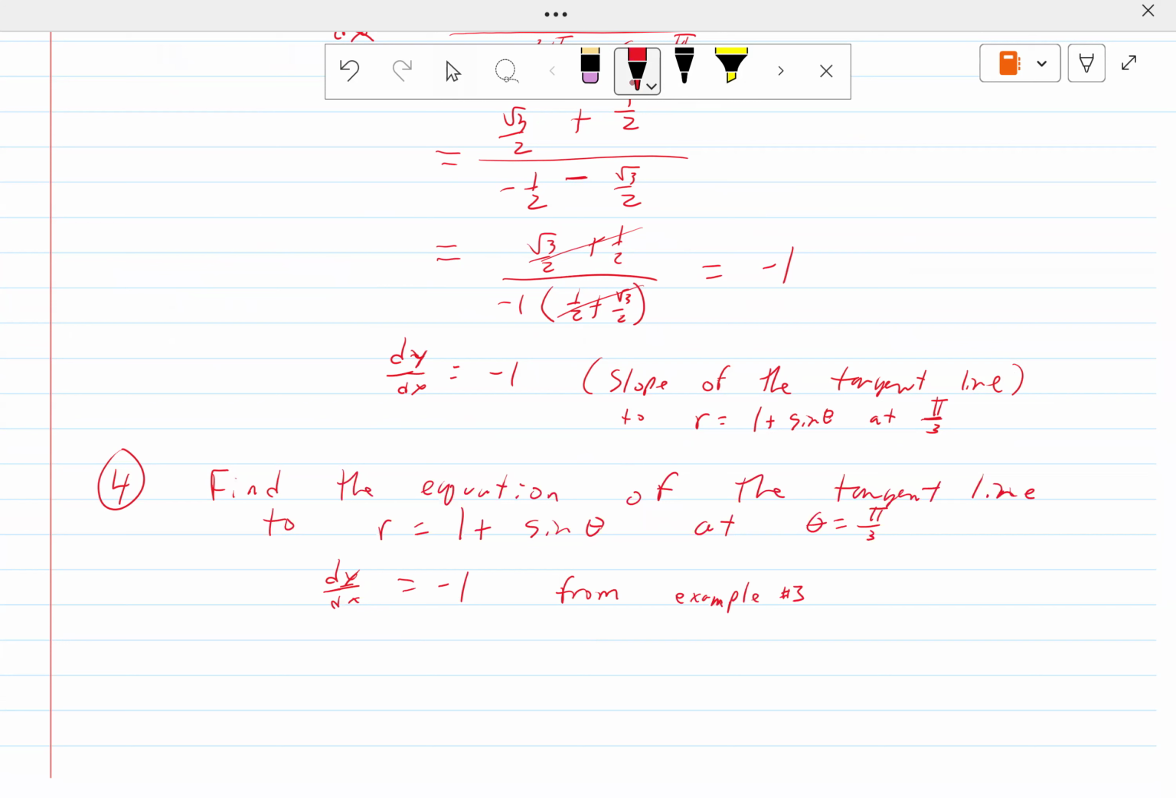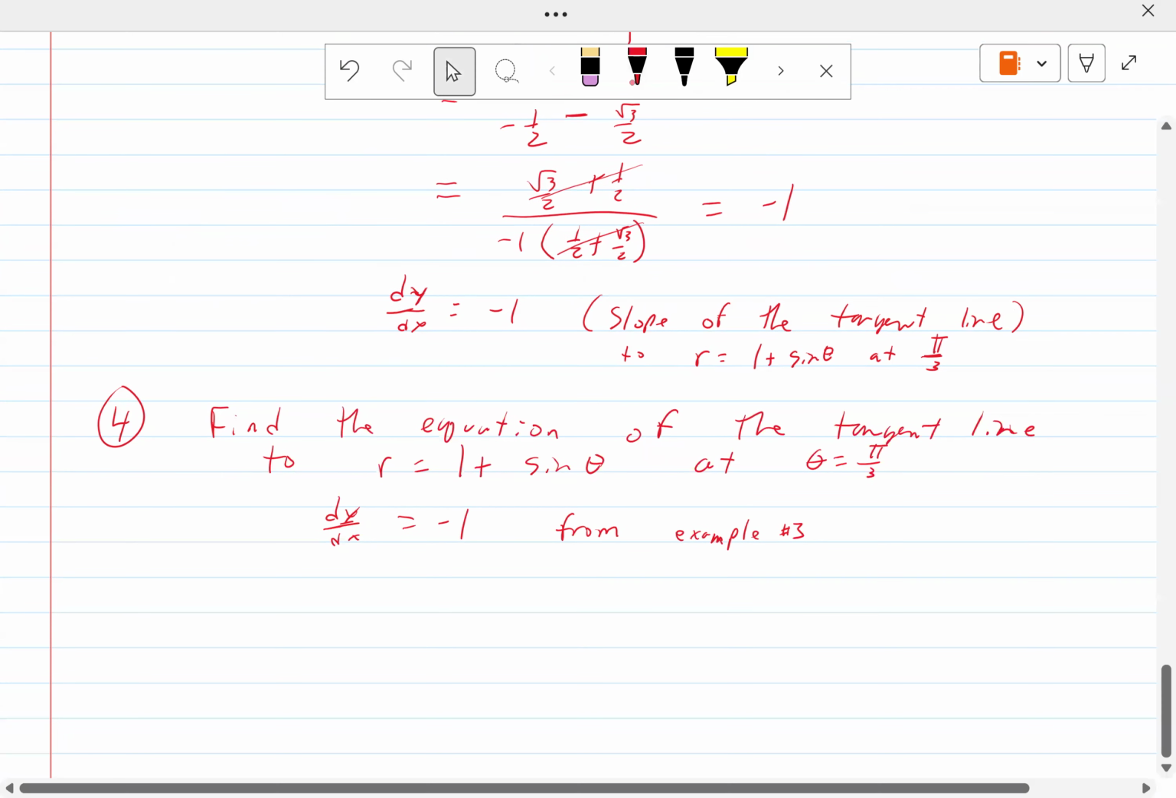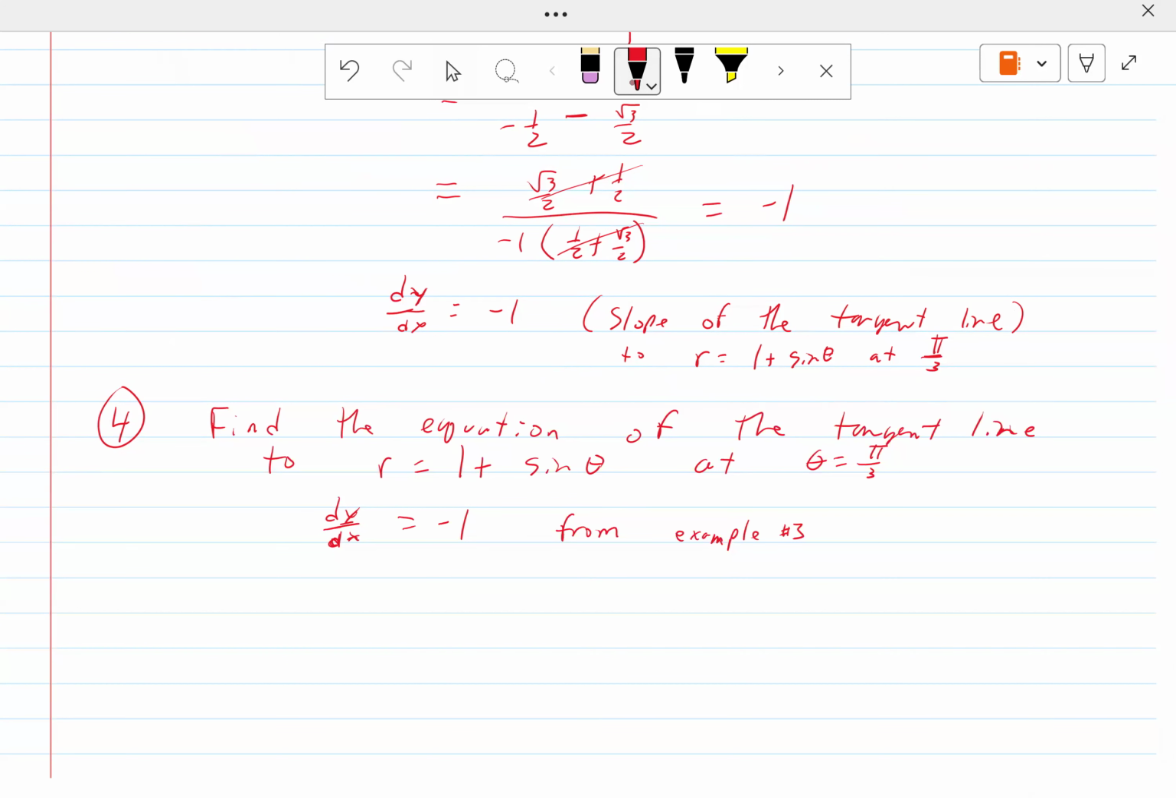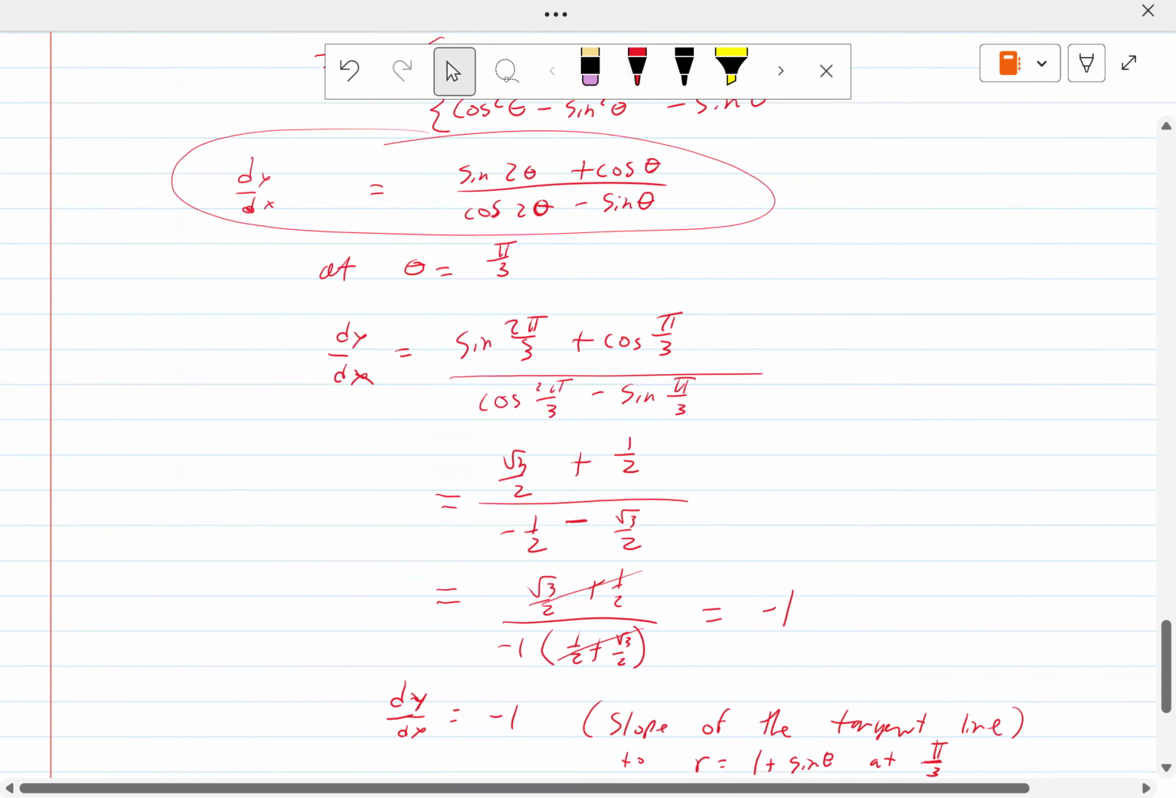Okay, so the dy/dx, I just need to know what to get the equation of the tangent line. I need a point and a slope. So I need a point at pi over 3. So I need to know, okay, at pi over 3, where is this point located?